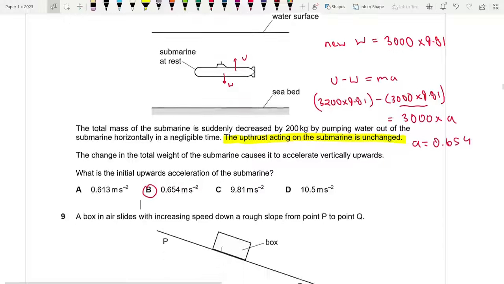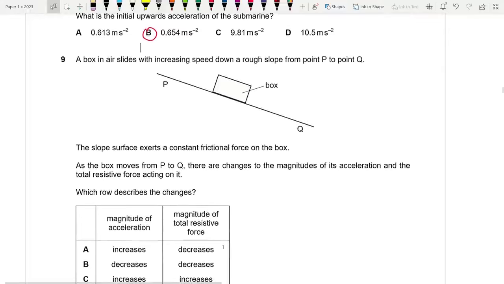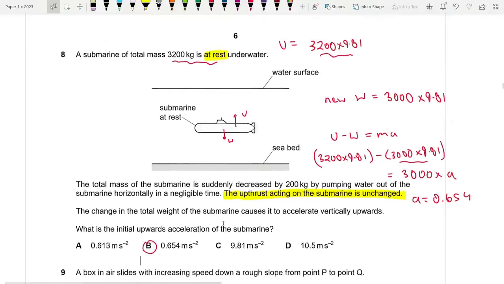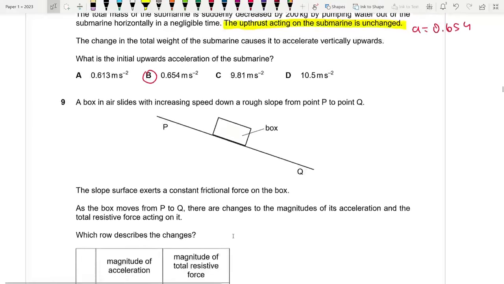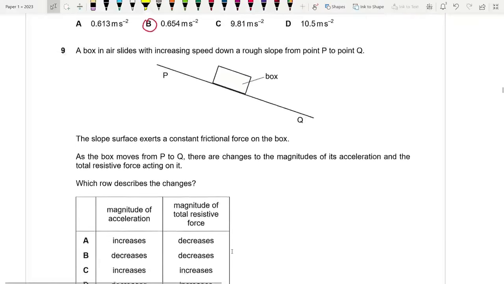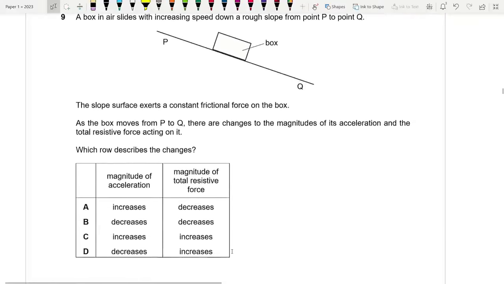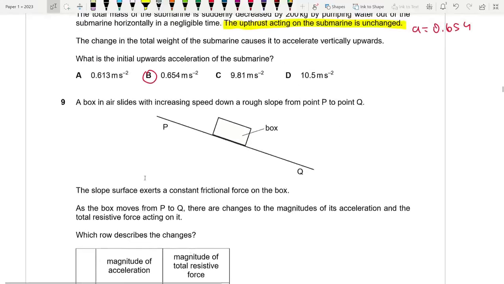Yeah. Number 9. This was a really important question, by the way. A box in air slides with increasing speed down a rough slope from point P to point Q. The slope exerts a constant frictional force on the box. As the box moves from P to Q, there are changes in magnitudes of its acceleration and the total resistive force acting on it. Which row describes the changes?